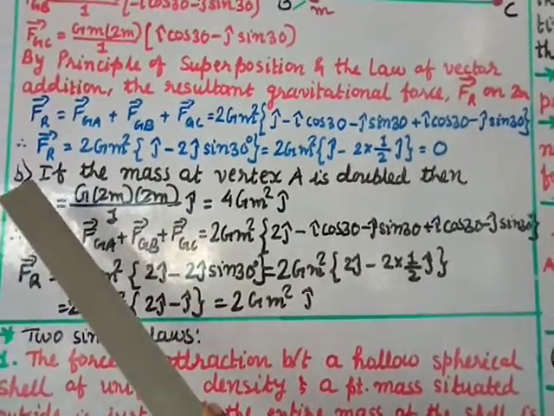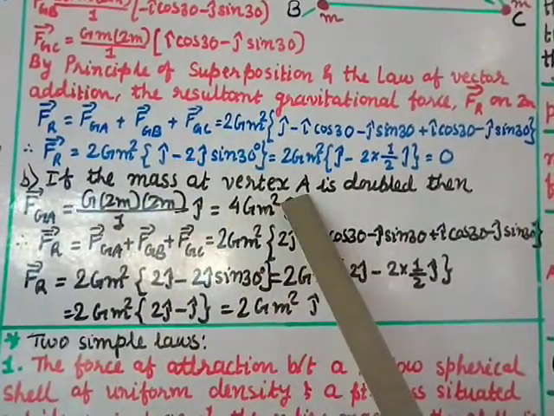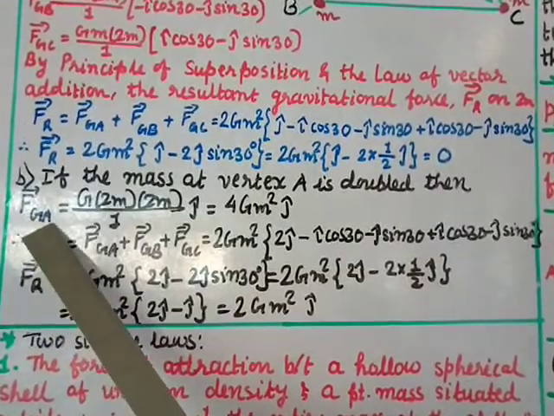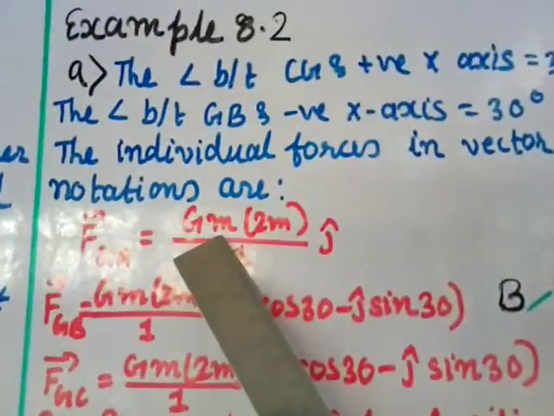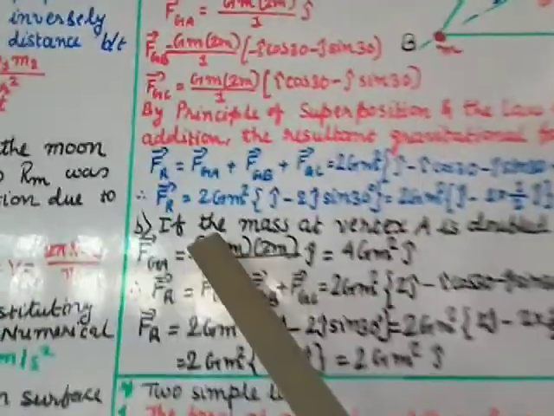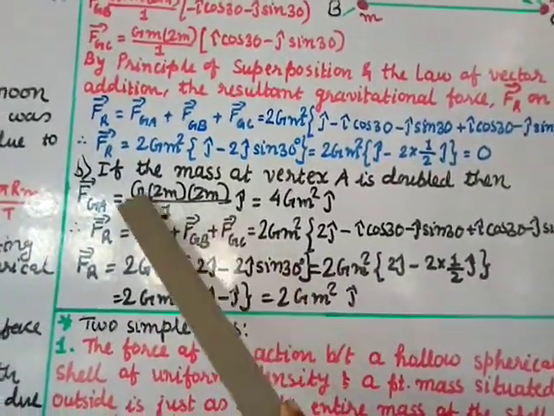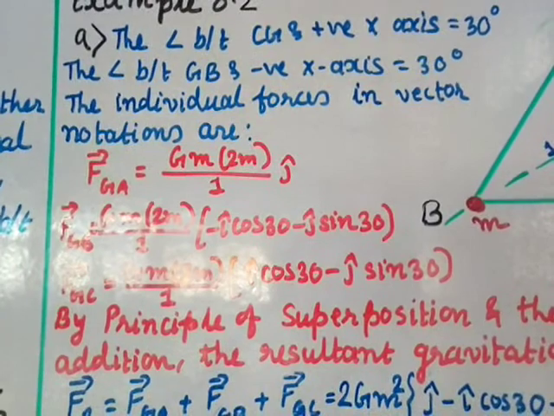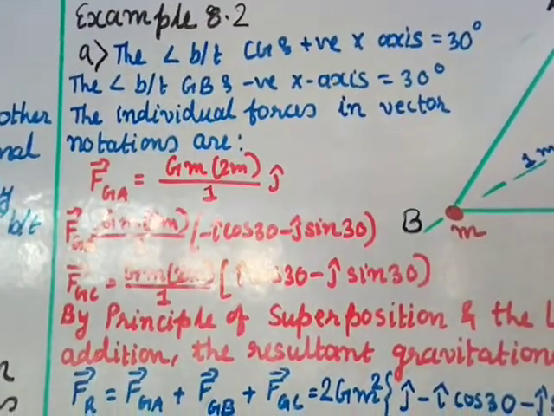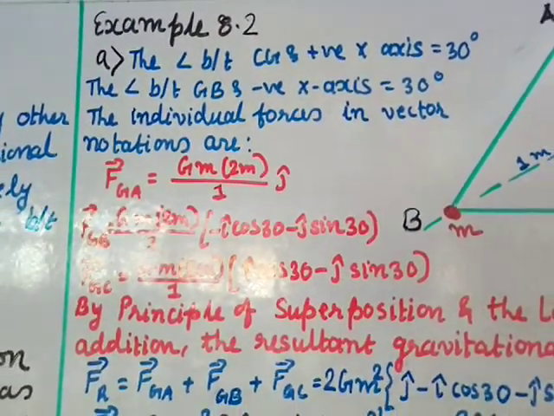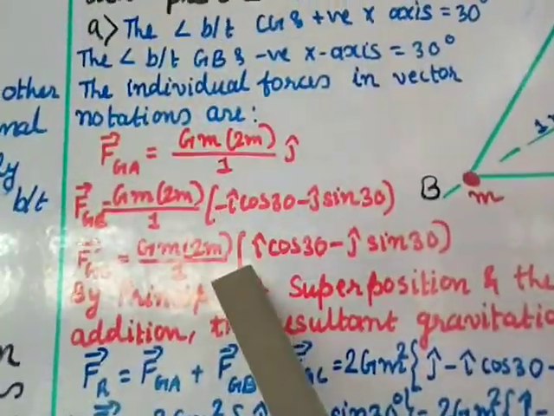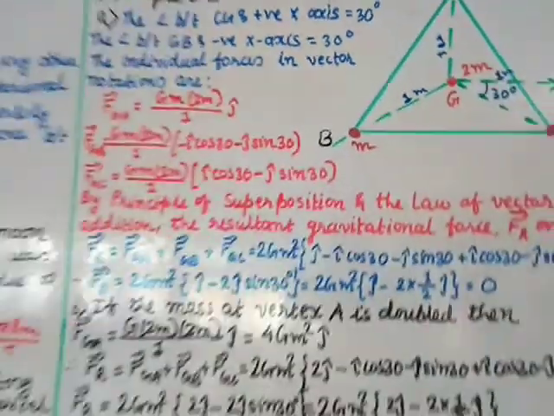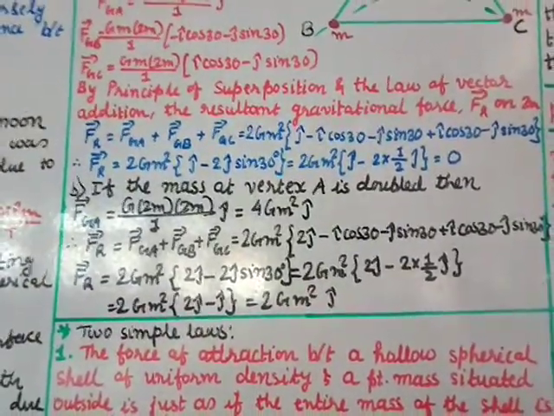In part B, they have said that if the mass at vertex A is doubled, then only Fga will change, it will be double, so m1 will be 2m. So 2m divided by 1 j cap. So this 2 into 2 is 4, G and m into m is m square, j cap. This Fgb and Fgc will remain the same because no mass is changed there, so I am not writing them. Now I will sum Fga, Fgb and Fgc, because we have to find the total attractive force, so we have to do the vector sum.